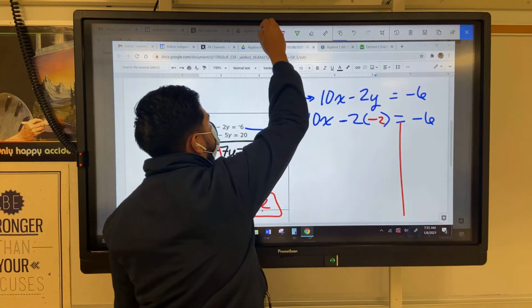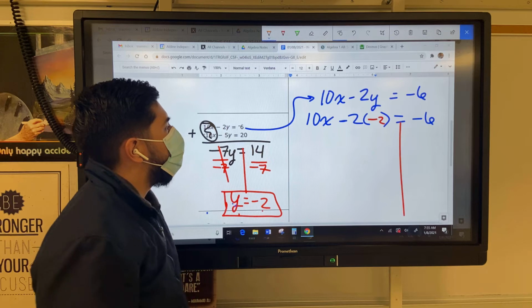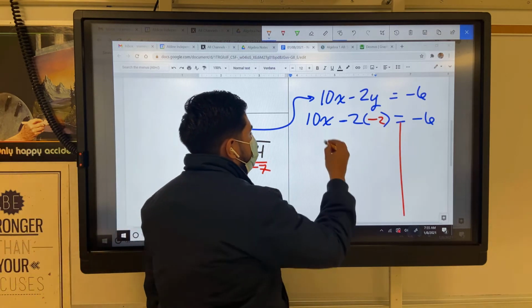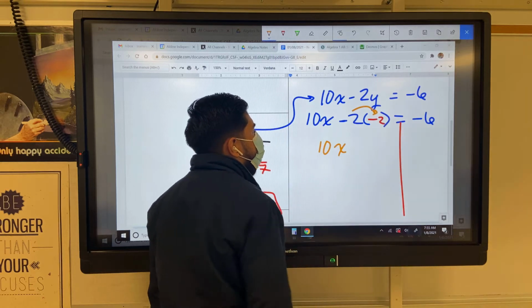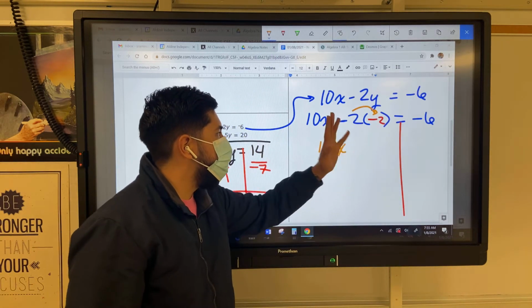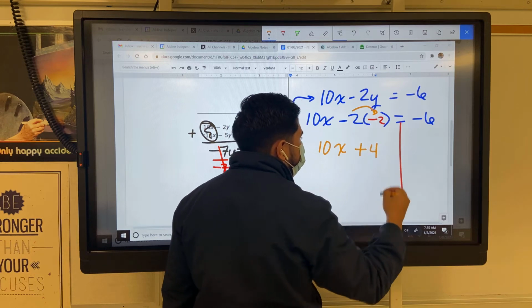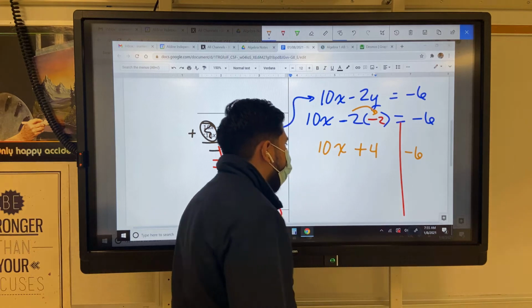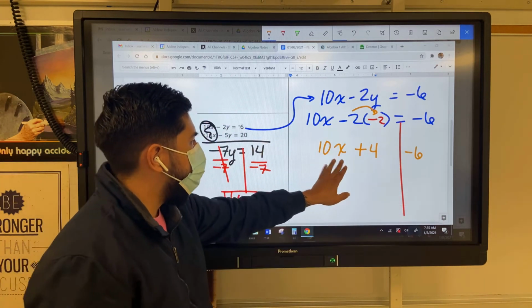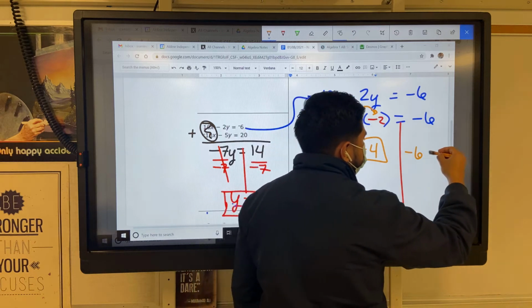Order, and then we start solving. Let's use a different color, YOLO. Bring down the 10x. Negative 2 times negative 2. Be careful that minus stays with that 2, so it's negative. Negative 2 times negative 2 is positive 4. Bring down the negative 6. Who's on the wrong side? X stays there. 4 does not belong there. Throw it over. That's negative 4.